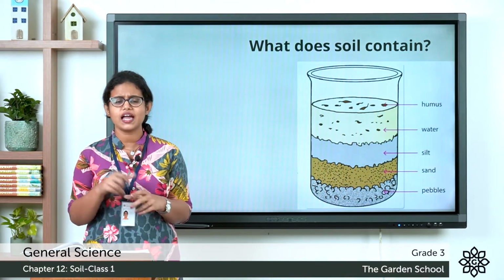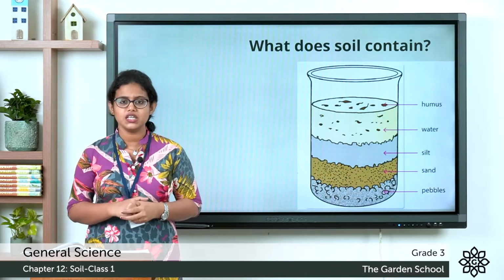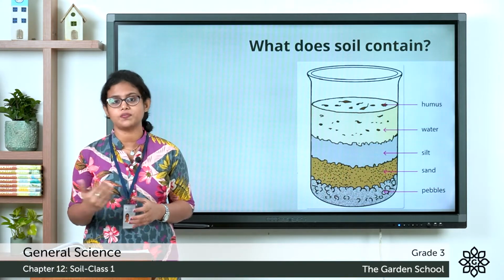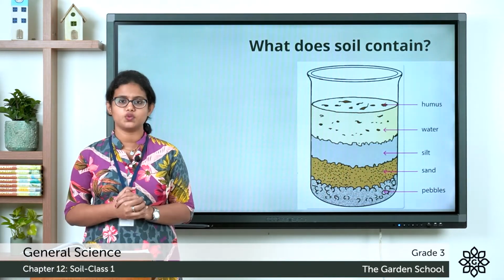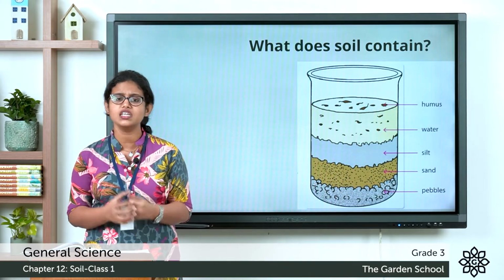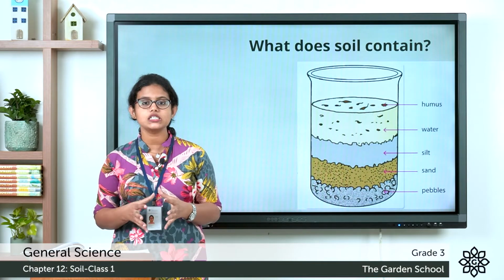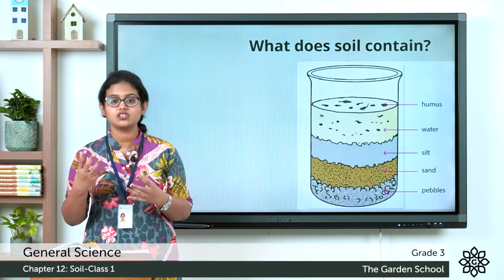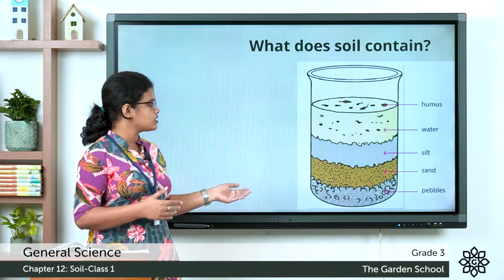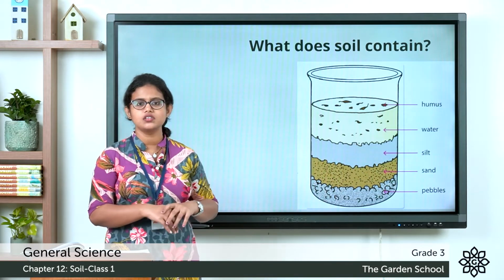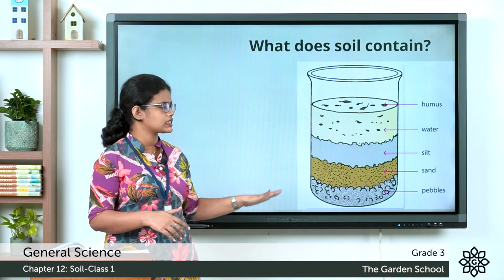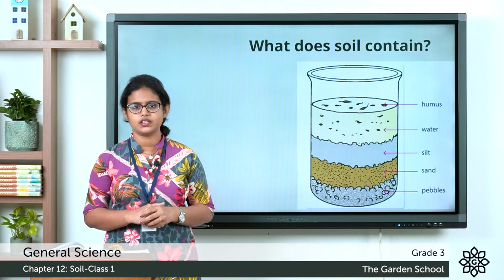Do you know what is humus? Have you heard the term humus? It means the dead remains of plants. So that is called humus, and even that is present in the soil. If you take some soil and mix it in water, you can see the pebbles, sand, and silt particles get settled down at the bottom layer.